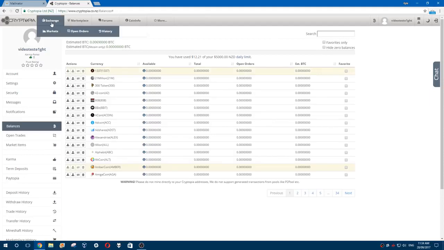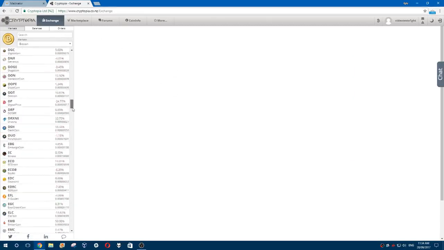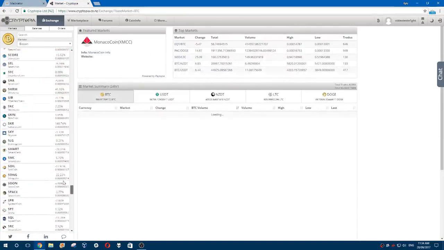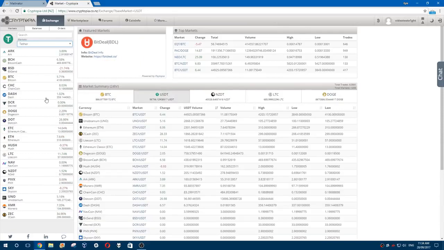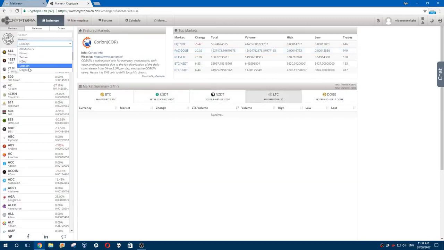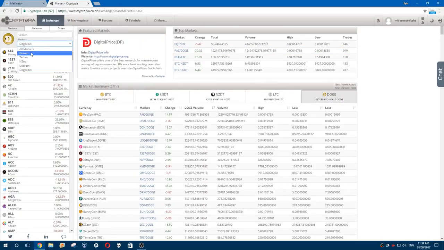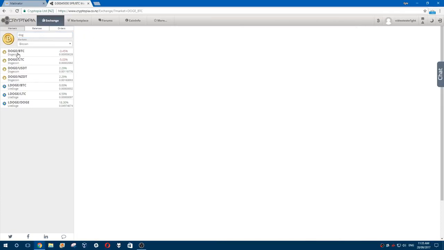Okay, to trade a coin we have to go to exchange up here and click markets, and here we can see all of the different coins that we can trade against Bitcoin. But if you want to trade coins against Tether or New Zealand, I don't know what this is, or Litecoin or Dogecoin, you can choose the markets there and then search for your pair. So okay, I'm going to choose Doge.